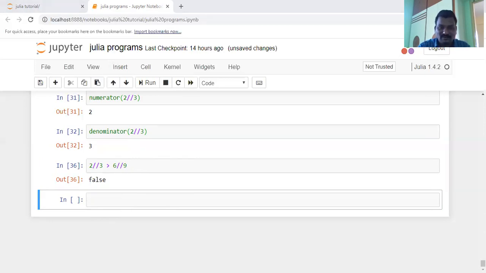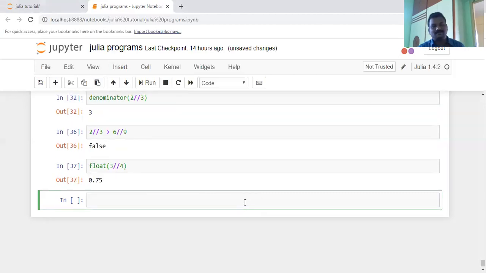Some of the functions use floating point numbers. You may convert a rational number into a floating point number. How can you convert the rational number into a floating point number? Sometimes there is such a requirement. For example, float of 3 slash slash 4. If you want to convert it to float, the value is 0.75. It gives 0.75.